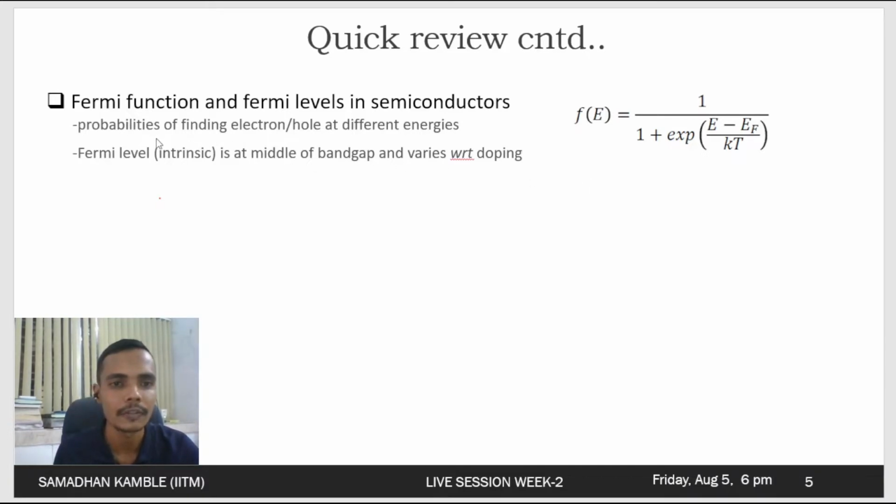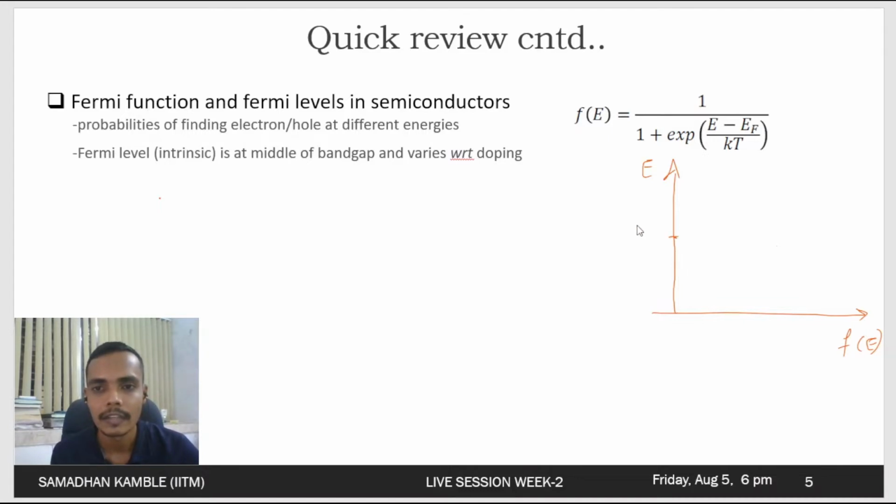So f of E actually gives the probabilities of finding our charge carriers at different energies. So this is the function. If we try to plot it at different temperatures, let me just draw a simple diagram to tell you. This is the Fermi function, which is a function of energy E. Now let's take this point in energy as EF. Okay, so let's say at temperature equal to 0 Kelvin, and the condition is that E is less than EF.